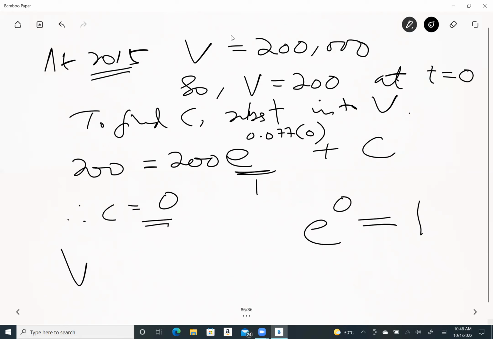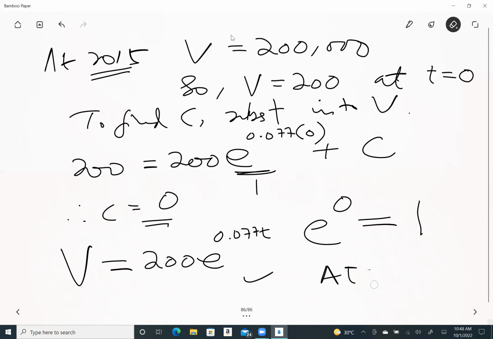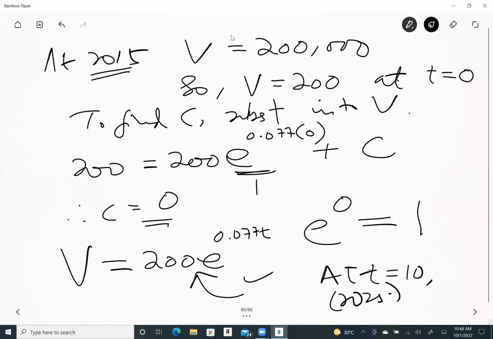So our value function now is more clear. You have 200 e to the 0.077t plus 0. And after that, you find the value at 10. So at t equal to 10, which is 220.25, you put that into here, you get the value.